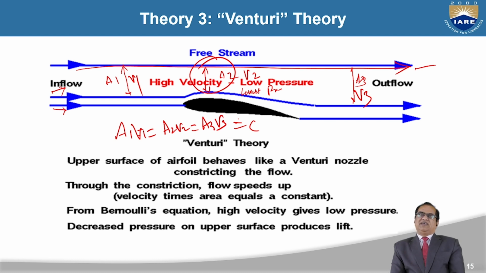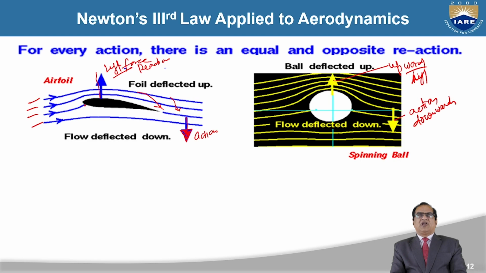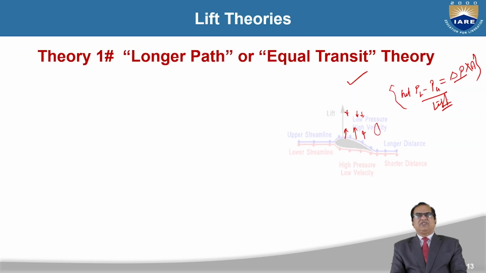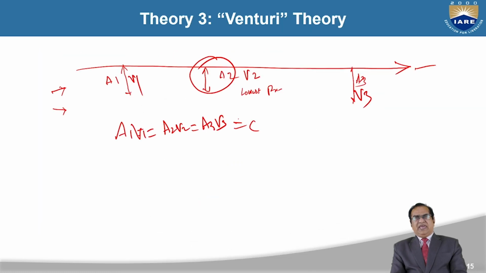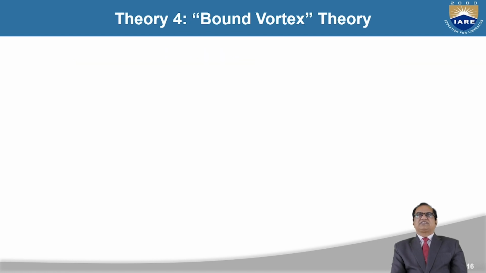So we have covered three theories, but everywhere Bernoulli's equation is there, and in Bernoulli's equation 8 assumptions are there: inviscid, irrotational, and so many. I have already explained Bernoulli's equation and shown those 8 assumptions earlier. In real flow, it is not a very accurate prediction of the lift.